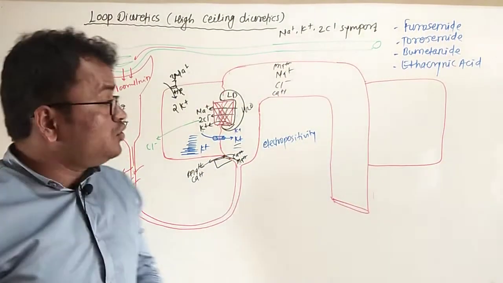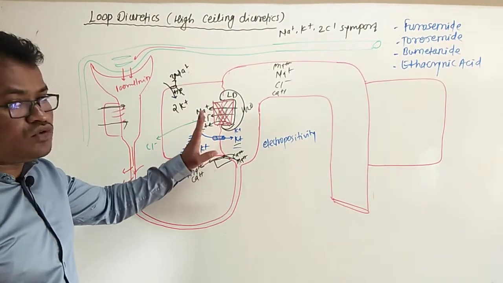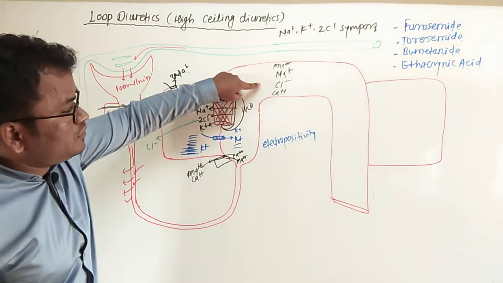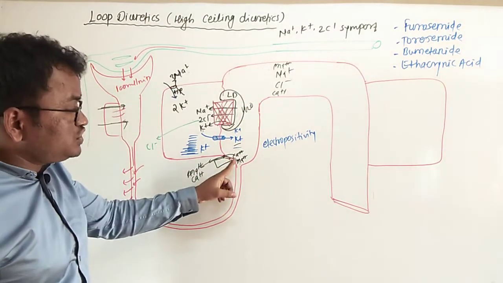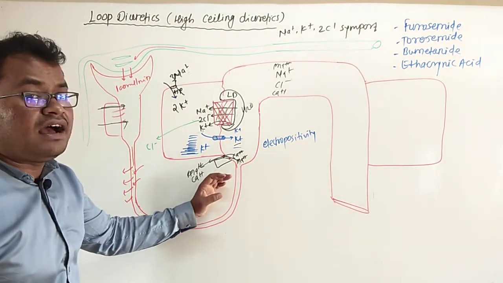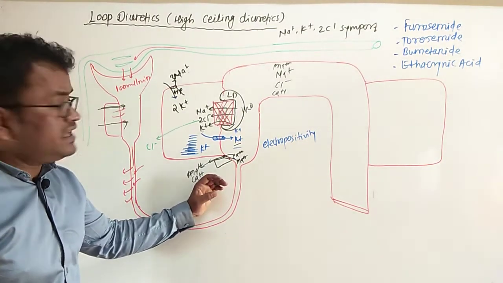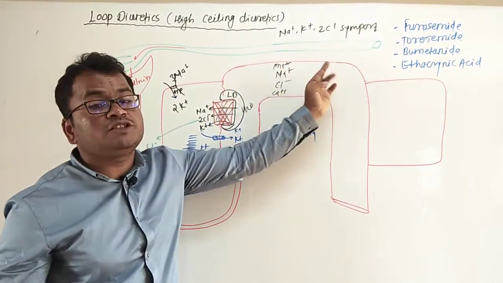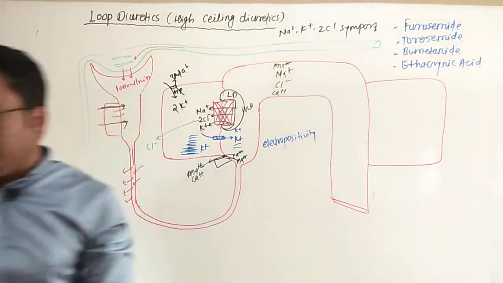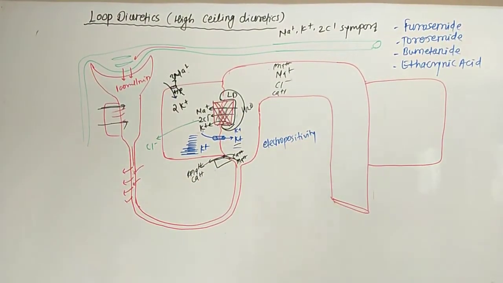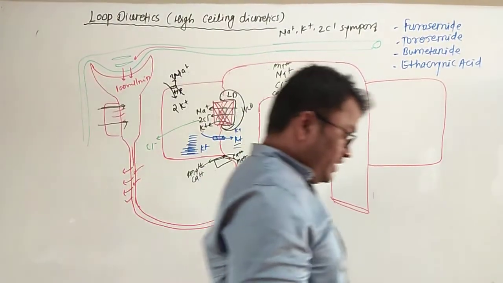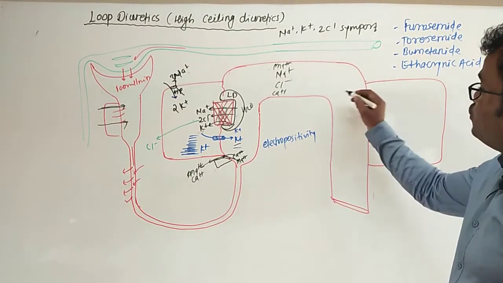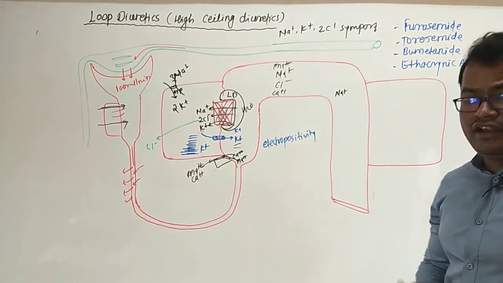What will they do? They block these sodium potassium 2 chloride symports. That leads to reabsorption of sodium, chloride, magnesium, calcium and other cations and anions not taking place, or other salts not being reabsorbed. These salts come into this part of the nephron, that is the DCT. Next point. So let's see what the effect of these loop diuretics is. Maximum sodium comes into the collecting duct.